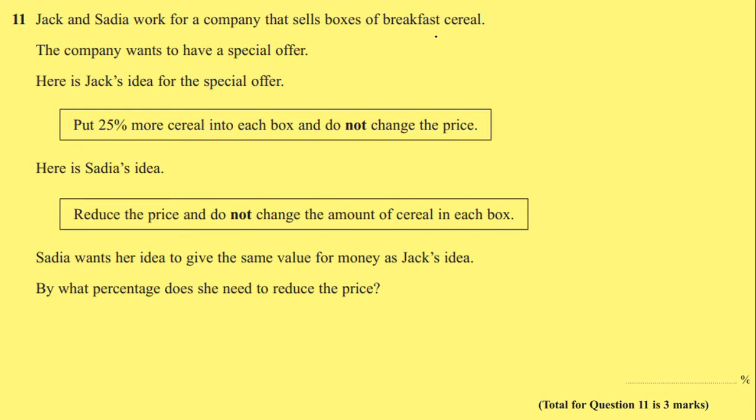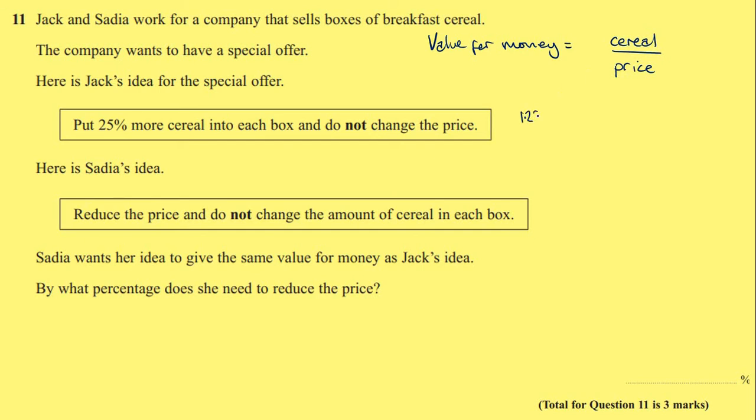Now, value for money, in this food sense here is how much cereal do you get? So the amount of cereal divided by the price. Okay. Now, in Jack's case, he says put 25% more cereal into the box. So Jack's saying that we're going to have 125% of the cereal. Okay.